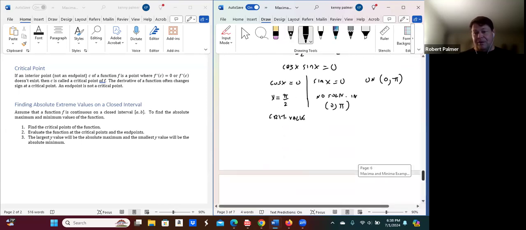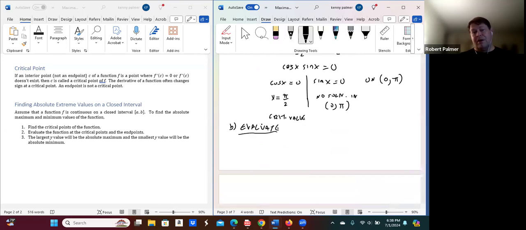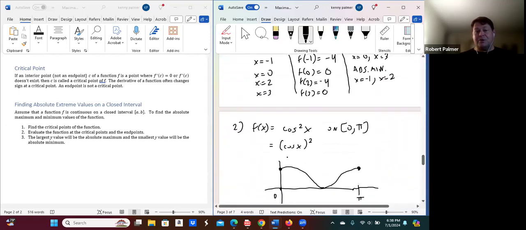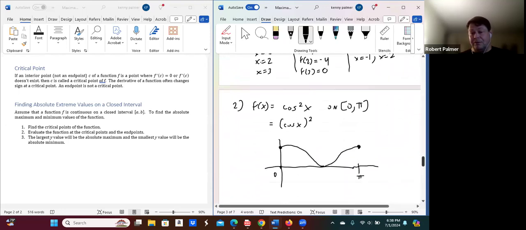Okay. Now, part B, we wanted to evaluate those. Evaluate all three, so we have our endpoints. So x equals 0. Then we have our critical value, x equals pi over 2. And then finally, x equals pi. Okay, so f of 0, let's take a look what that was. Remember our function is cosine squared, or cosine of x squared. The cosine of 0 is 1. That's 1 squared, or 1.